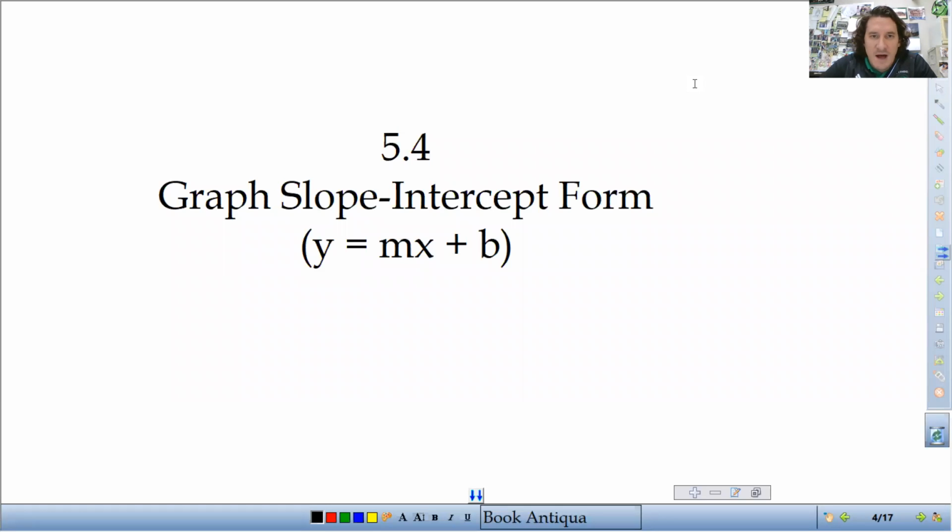All right, IM1 classes. Today, we're going to talk about graphing slope-intercept form. So we're finally at the point of the year where we are graphing. We're not going to use a table anymore, no longer plugging in x values to find y values and plot points. We're just going to interpret the information in the equation and graph it that way. It's going to be a lot quicker and easier way of graphing than what we've done in the past.